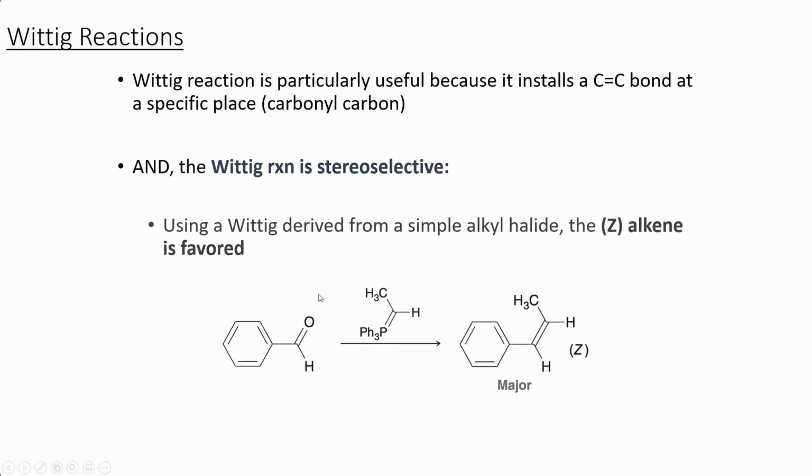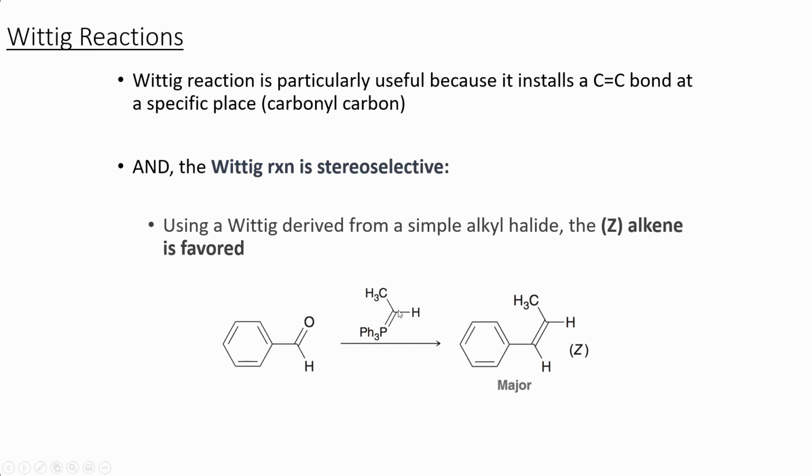actually going to have some stereoselectivity with this reaction, as it will give the Z isomer, the Z alkene, as the major product. And that's if we're using a Wittig reagent derived from a simple alkyl halide. We'll form the Z alkene.